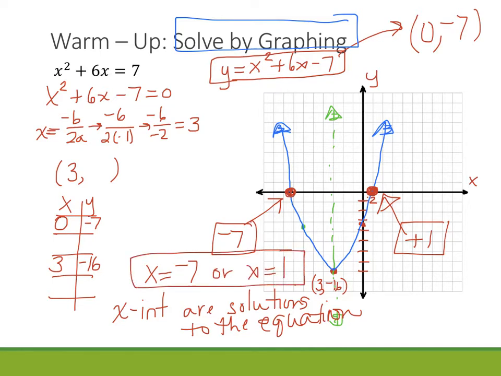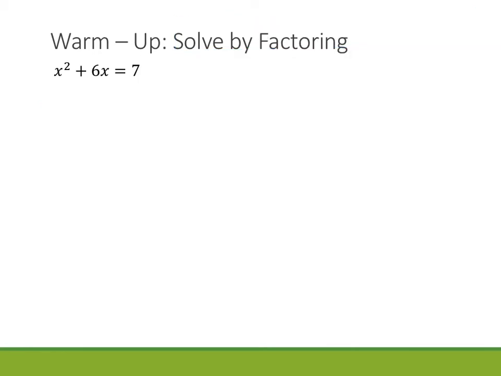Now normally we don't solve by graphing unless we have a graphing calculator, because graphing by hand takes a lot of time. So our next method of solving is probably the best way to solve this particular quadratic equation. Let's look at it. So next what I'm asking you to do is to solve by factoring. And again, I'm going to start the problem out in the same way that I started out the graphing problem. I'm going to rewrite this so that it's in standard form. X squared plus 6x minus 7 equals 0.